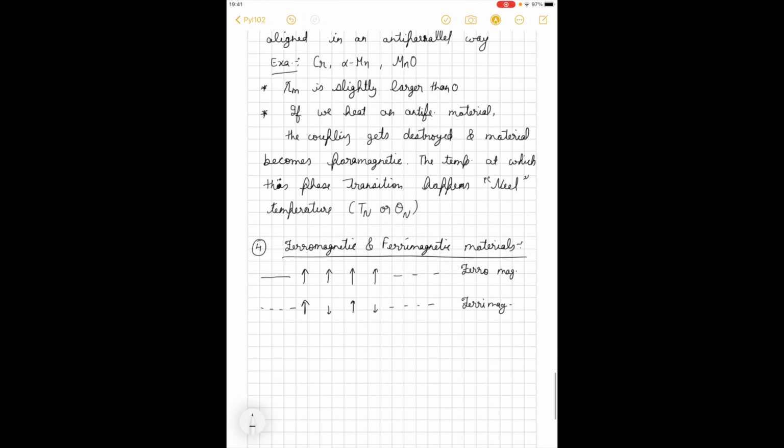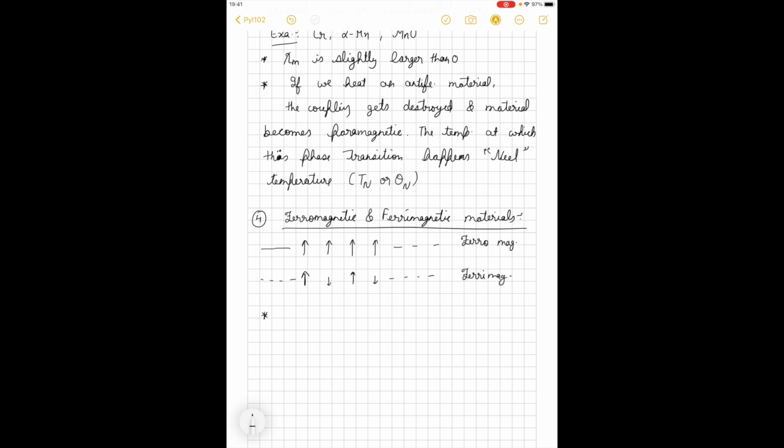All right, so that's ferro and ferri, and the most important feature, as I said, the important feature, there is a net magnetization even without the magnetizing field, and this is due to the spontaneous alignment of magnetic moment.